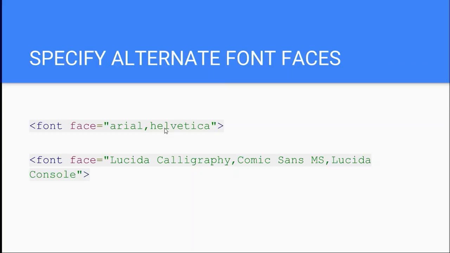And you can mention more than 2 font faces. See, in this example, it mentioned 3 different kinds of font faces, where 2 of them are alternatives for the first one. Lucida Calligraphy is the primary font. If they don't have this, then the browser will check for the Comic Sans MS. If not, it will redirect to the Lucida Console. So it is always suggested to specify alternative font faces to avoid the loading problem.